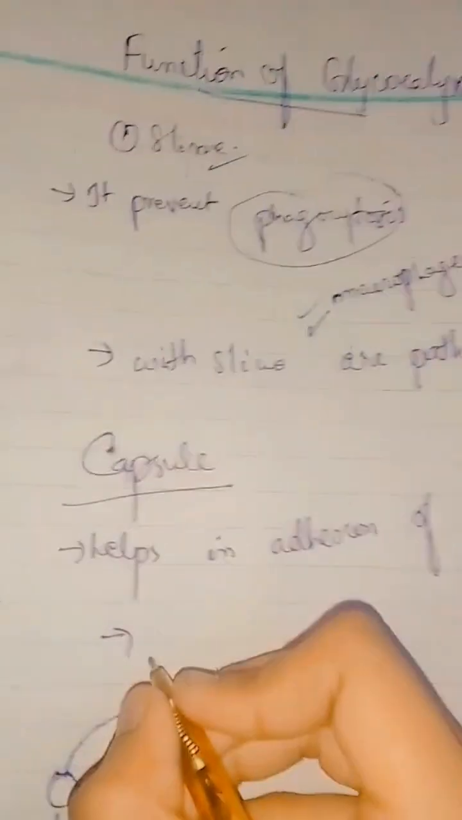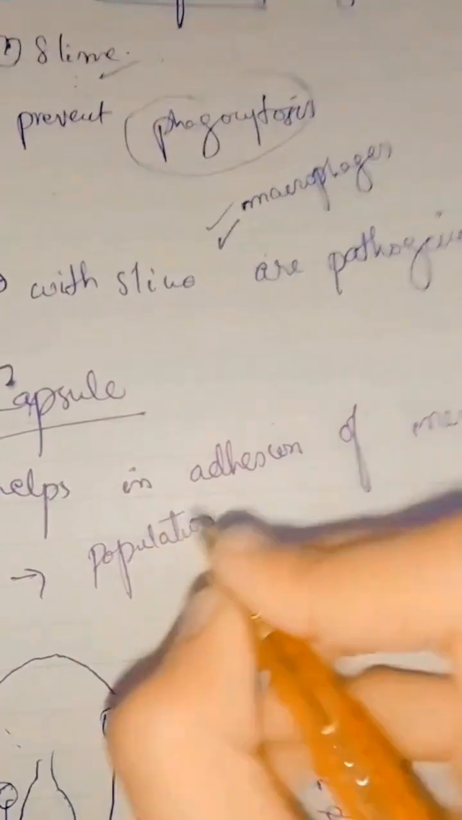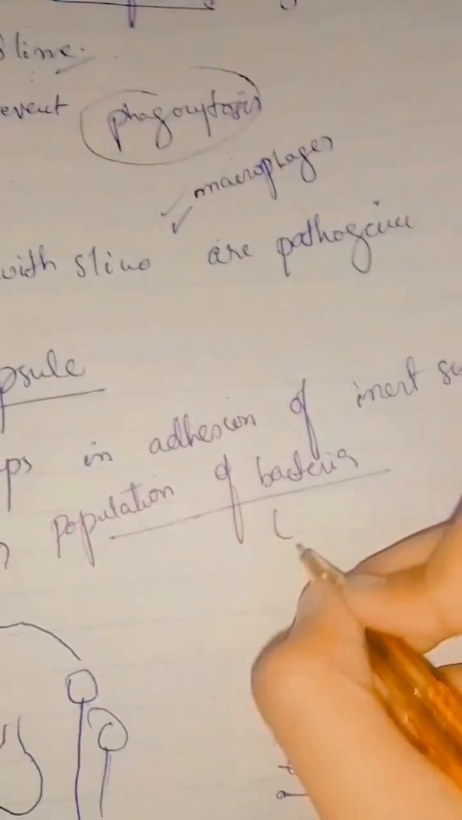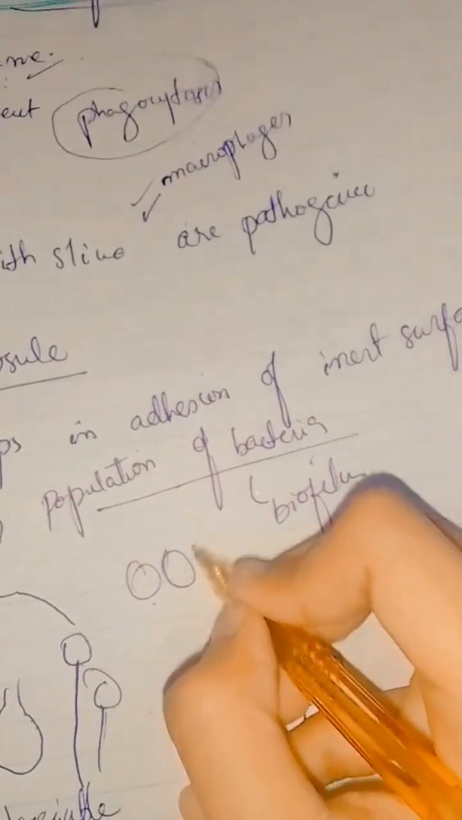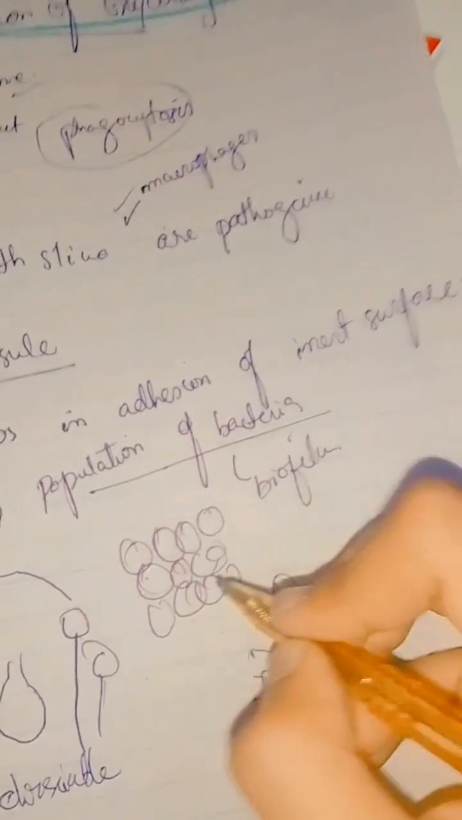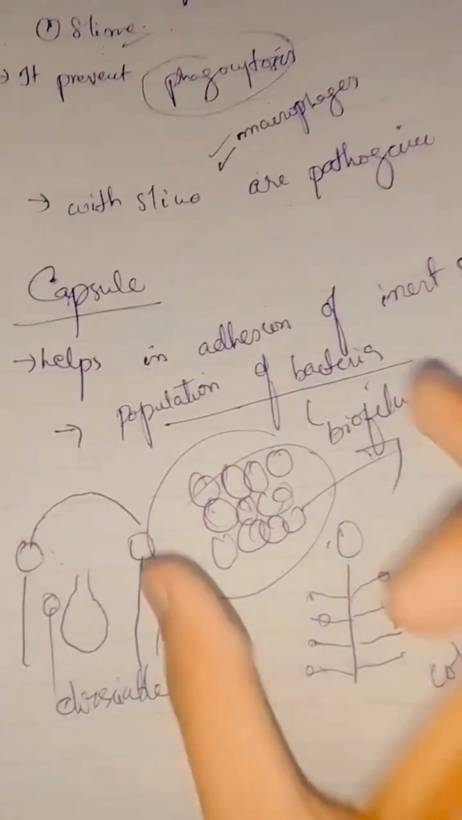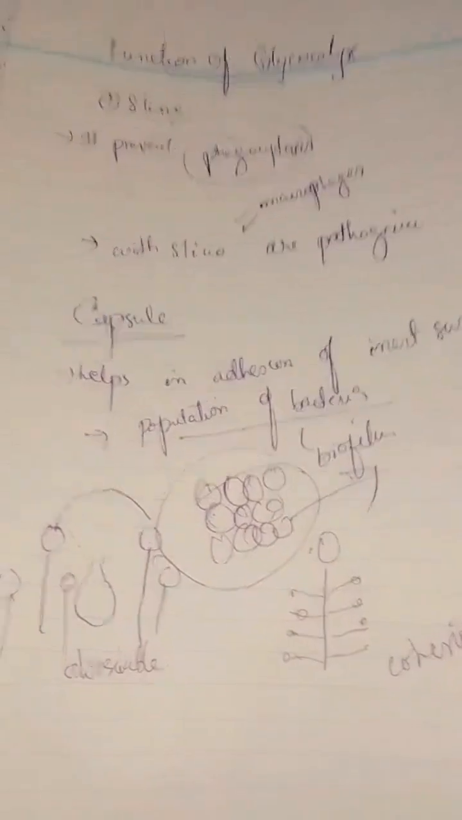Another point is that a population of bacteria combined together is known as a biofilm. Like this is one bacteria, that is another, these are different bacteria. When they combine together, they are known as a biofilm. They combine to form a biofilm. So those were the functions of glycocalyx.